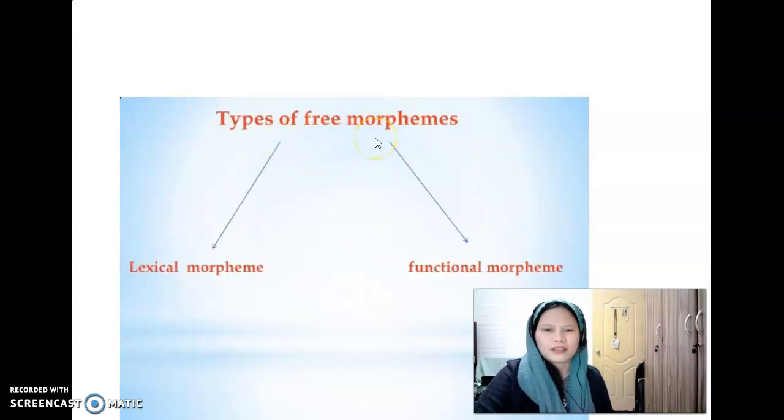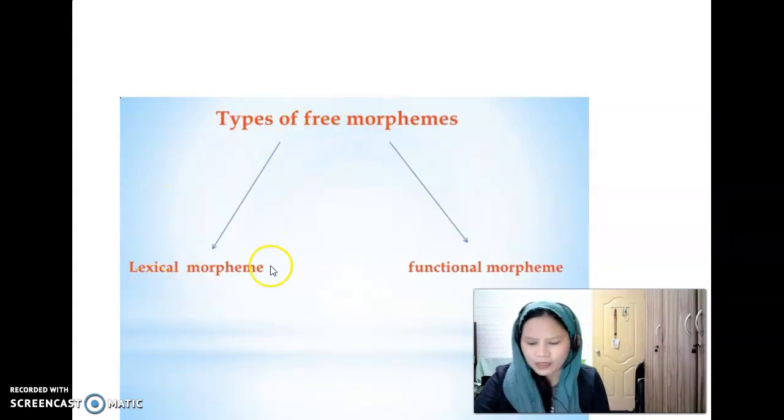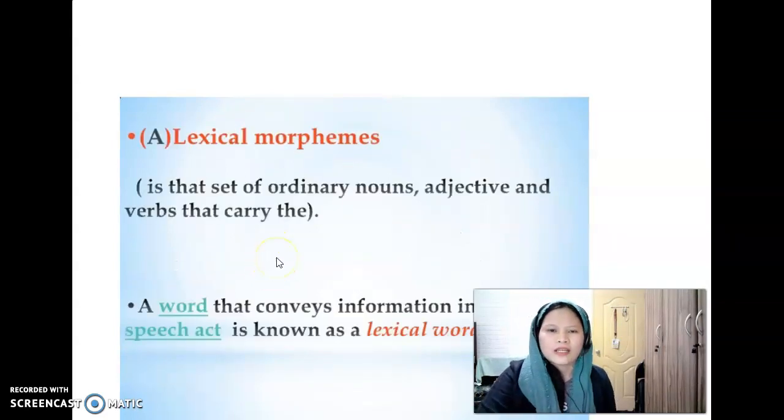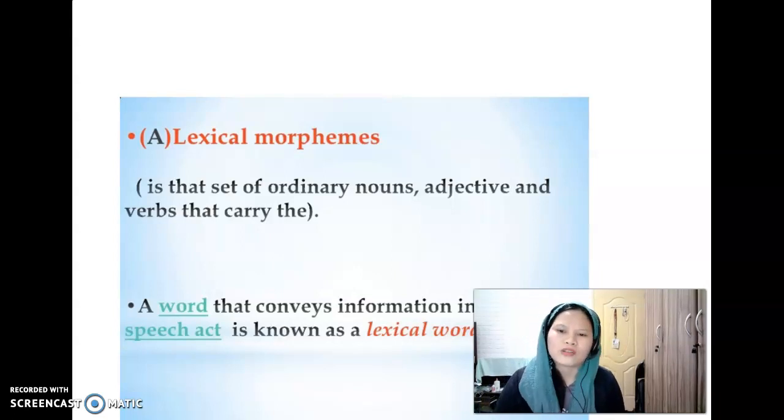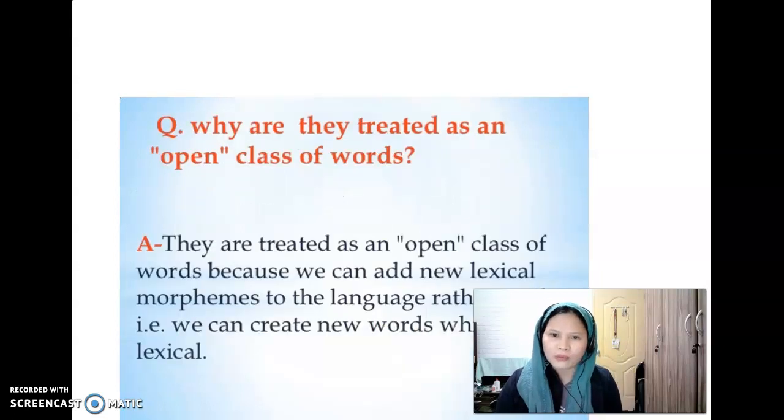And by the way, there are two kinds of free morphemes, the lexical morpheme and the functional morpheme. When you say lexical morpheme, it's the set of ordinary nouns, adjectives, and verbs. It conveys information in a text or speech act and is known as a lexical word. So why are they treated as an open class of words?